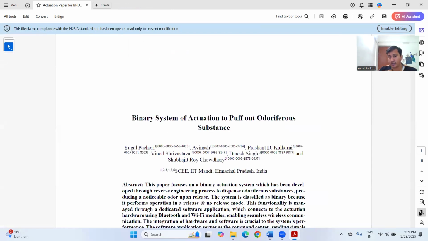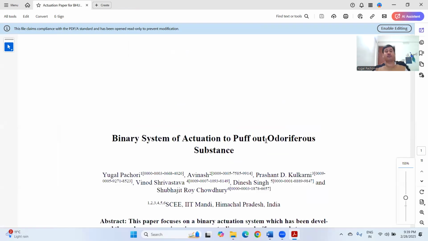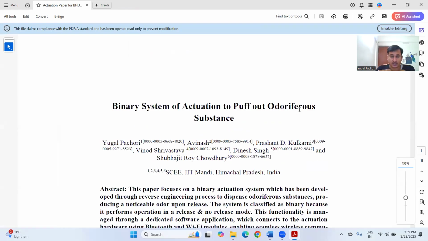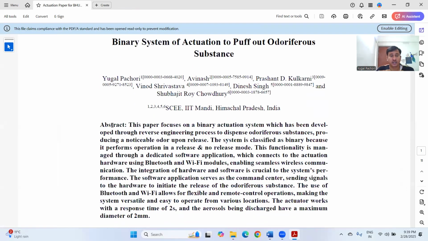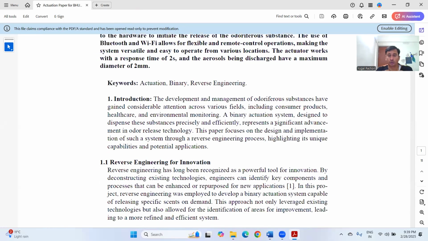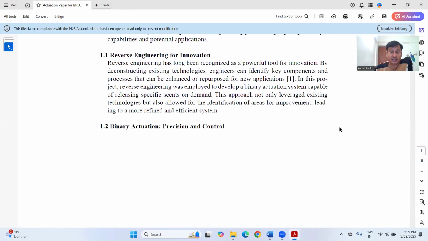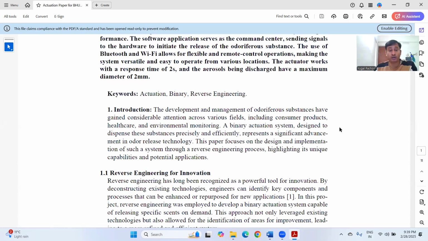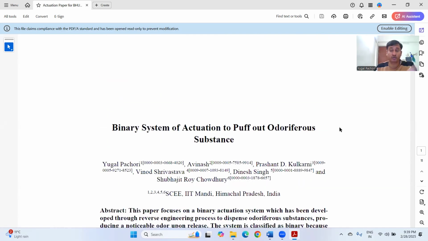Let me zoom in. It talks about a binary system of actuation to puff out odoriferous substance. So this is the abstract. Same here, the copyright has been given, so you cannot plagiarize the information. You can have the info. Now, just see the format of this paper and the other paper that I talked about recently. These two are totally different formats, and I got the template from the conference website, where you can easily have it.